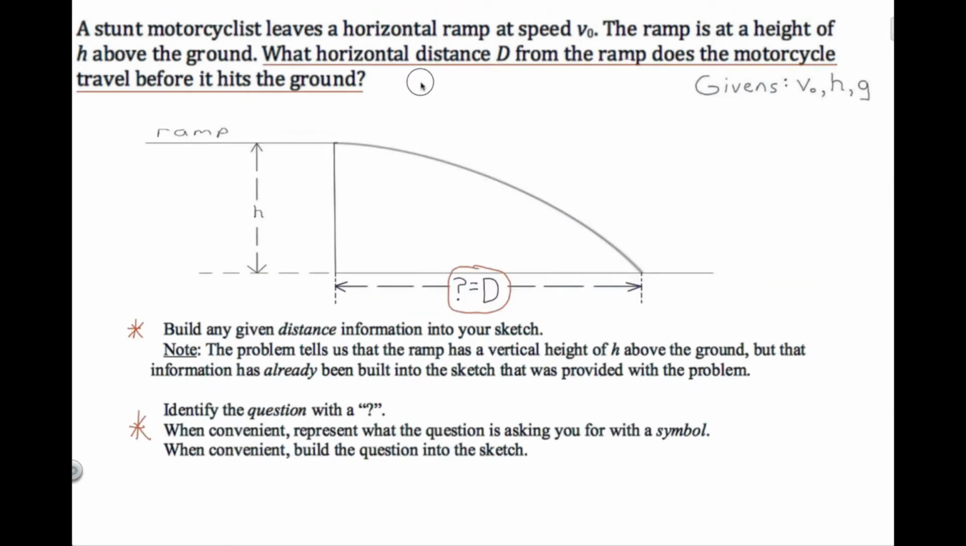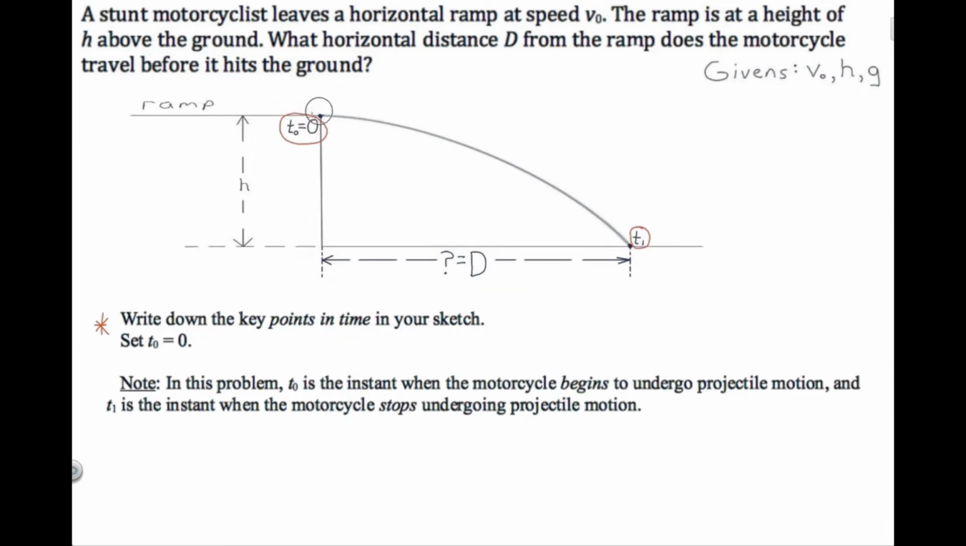The problem tells us that the horizontal distance from the ramp traveled by the motorcycle is referred to as capital D. So we can represent what the question is asking us for with the symbol capital D. And we can build that question into the sketch like so. Let's call the instant when the motorcycle leaves the ramp t sub 0. And let's call the instant when the motorcycle hits the ground t sub 1.